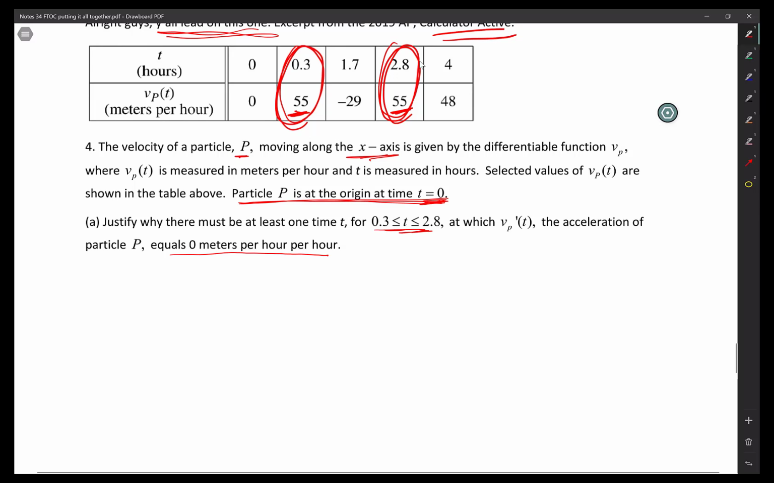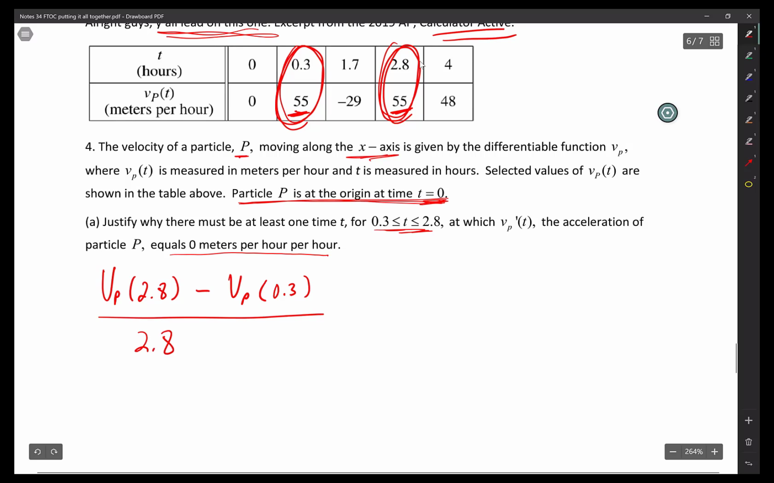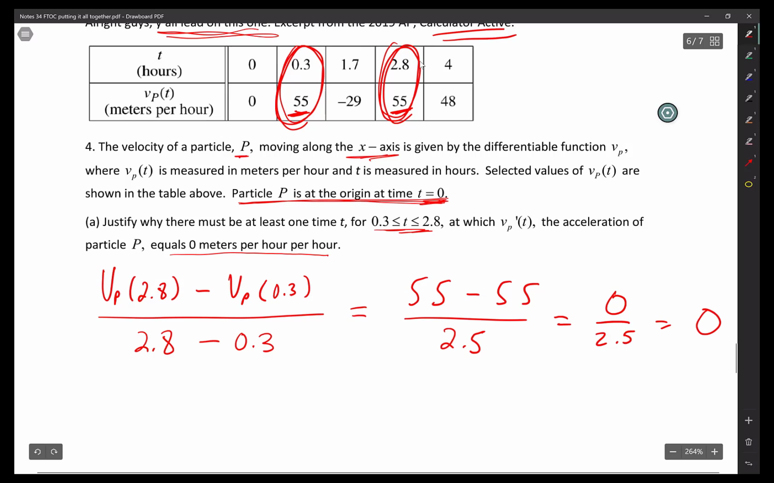Perfect. So here's what I'm going to write down first. I'm going to go v of p of 2.8 minus v of p of 0.3. And if you have a little bit of physics background, you will know that you are finding the average acceleration between 0.3 and 2.8. And then I would write, okay, v of p of 2.8 is 55. And then v of p of 0.3 is 55. And 2.8 minus 0.3, that is 2.5. And I have 0 divided by 2.5, and all that equals 0. And I need units, and this is meters per hour per hour.